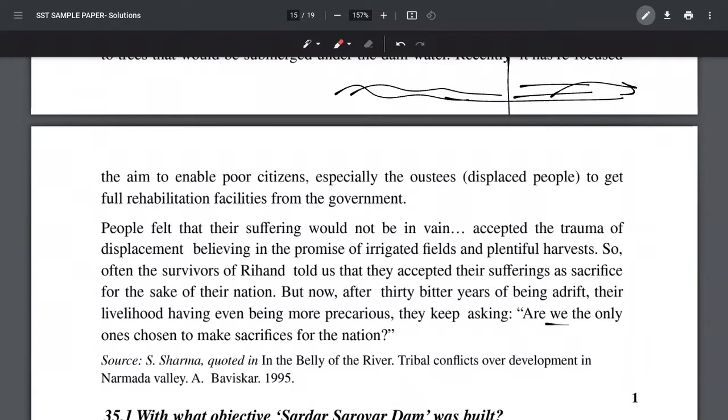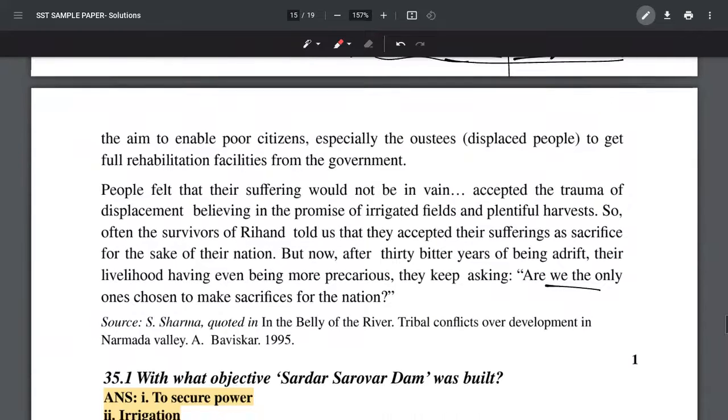And then they were suffering and asking, are we the only ones who have to make sacrifices every time? All right. So let's see the questions.